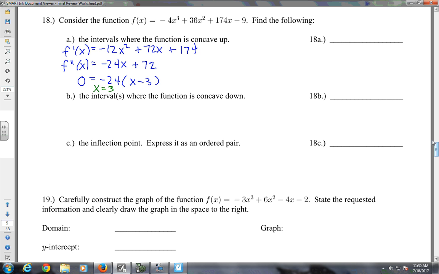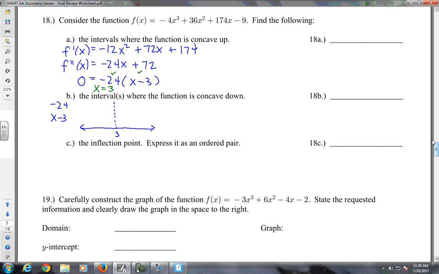Just going to use this workspace here. Like we did with our critical value, we're going to put our potential inflection point on this number line. It divides it up into two sections, and I'm going to examine the sign of the two factors of my second derivative. Remember, the negative 24 affects the sign of the derivative and the x minus 3. So I'm going to list both of my factors over here.